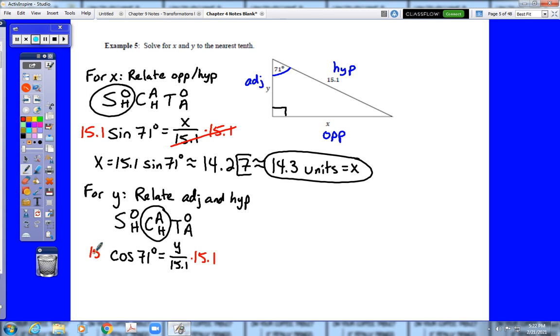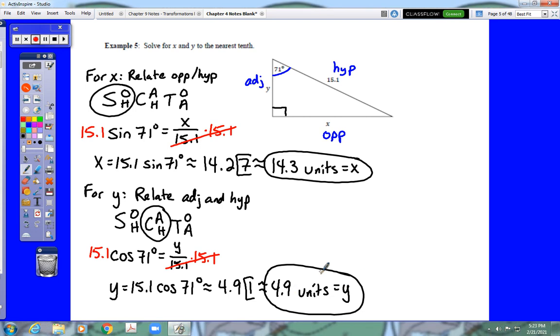We multiply each side by 15.1. And that gives us y equals 15.1 times the cosine of 71 degrees, which we feed to our calculator. Which gives us 4.91. Look at the 1, that tells us to round down to 4.9 units for our value of y. So hopefully by now we're becoming relatively comfortable solving for side lengths in right triangles.